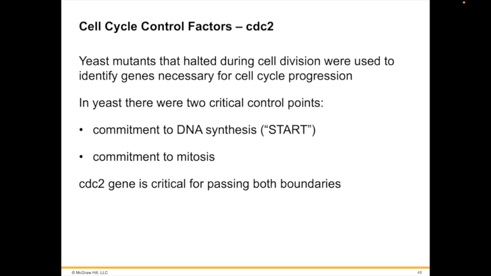Geneticists using two different yeasts, budding yeast and fission yeast, as model systems set out to determine the genes necessary for control of the cell cycle. By isolating the mutants that were halted during division, they identified genes that were necessary for cell cycle progression. These studies indicated that in yeast there were two critical control points: the commitment to DNA synthesis, called START, as it meant committing to divide, and the commitment to mitosis. One particular gene, named CDC2, from fission yeast, was shown to be critical for passing both of these boundaries.